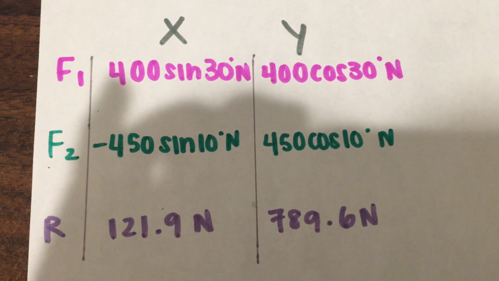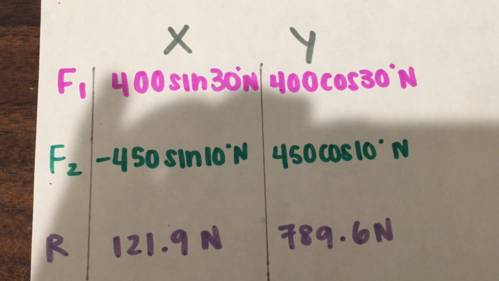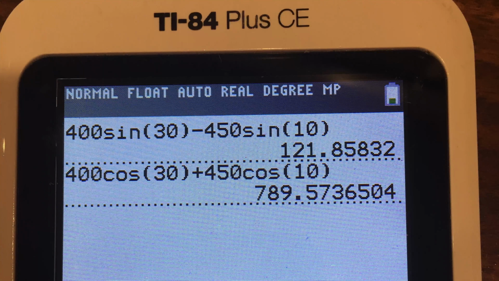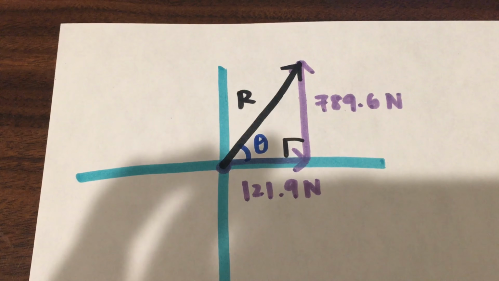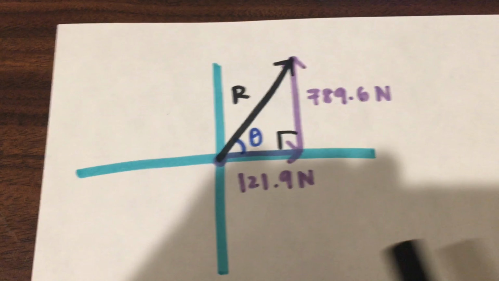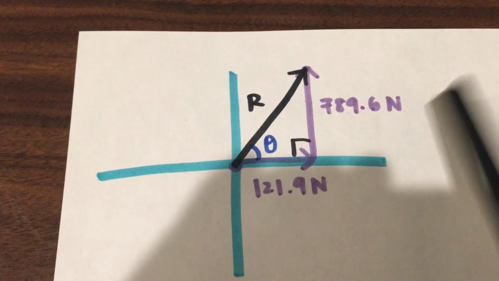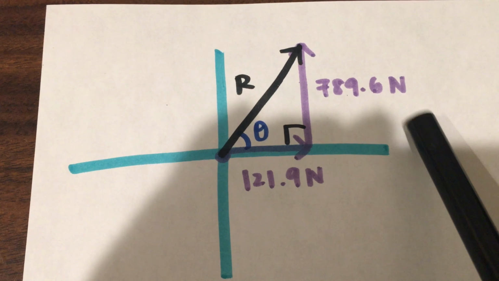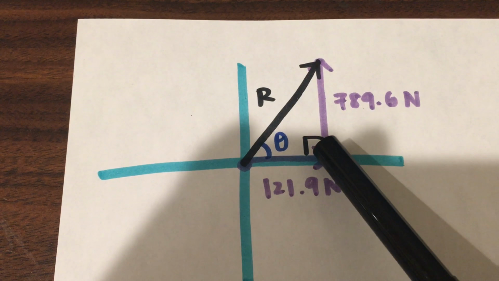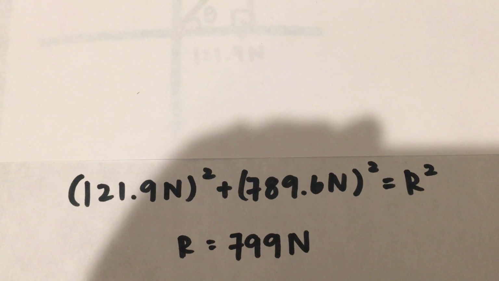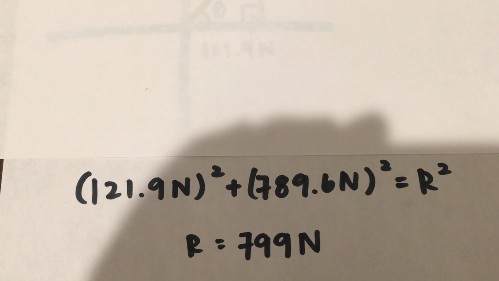And we end up getting 121.9 newtons in the x direction and 789.6 newtons in the y direction. We're now going to create a new chart to find the total resultant force. Because we know that in the x direction the force is 121.9 newtons and the y direction is 789.6 newtons, we can find the resulting force using the Pythagorean theorem because this creates a right triangle. And when we plug in all our values, we end up getting 799 newtons as the resultant force.